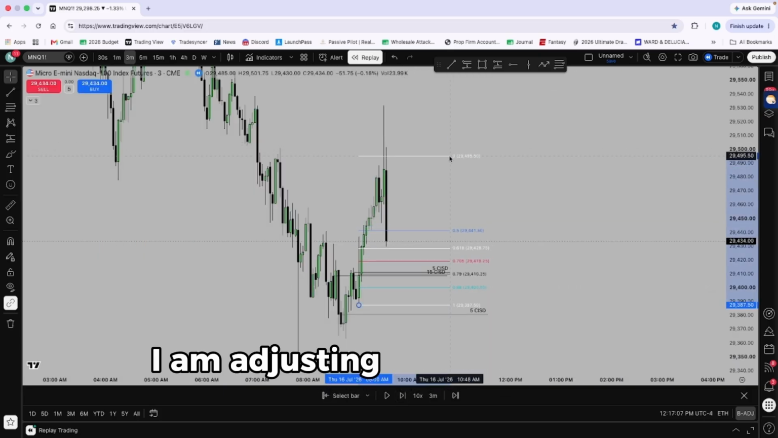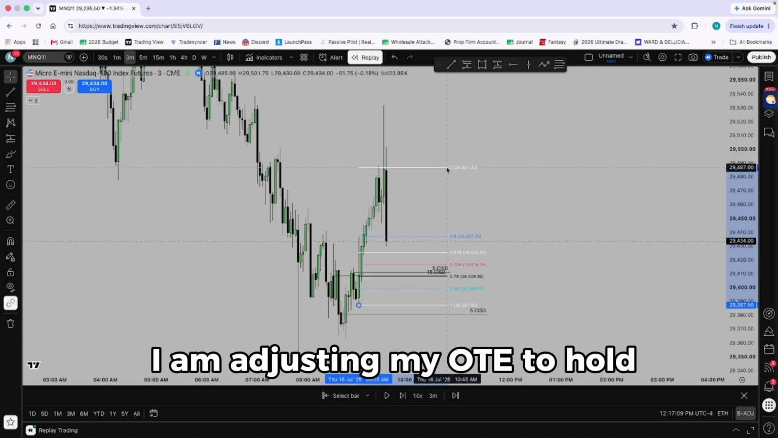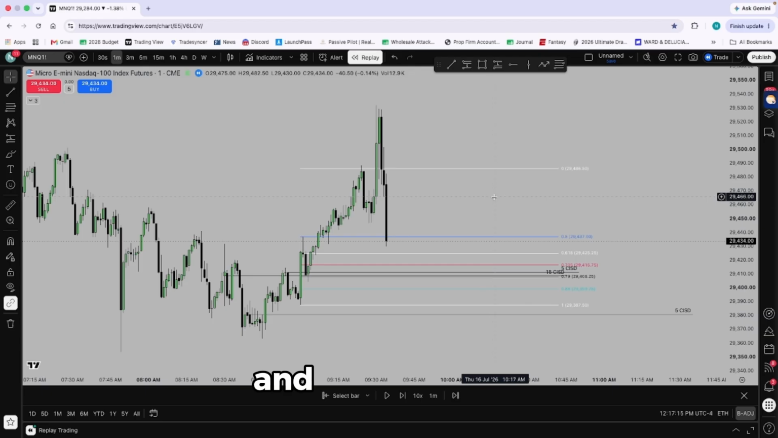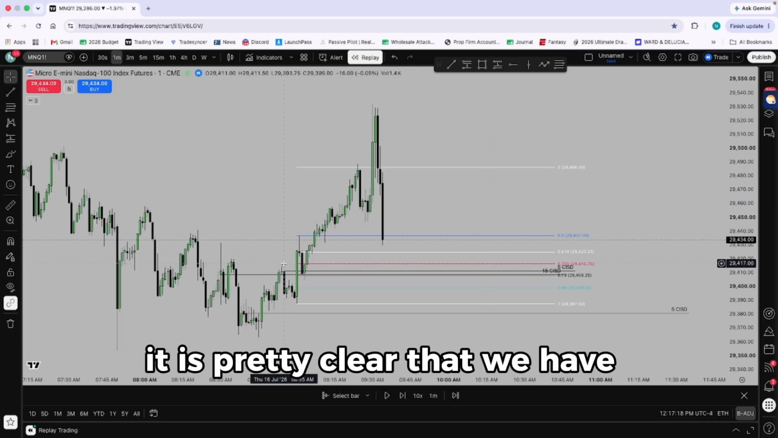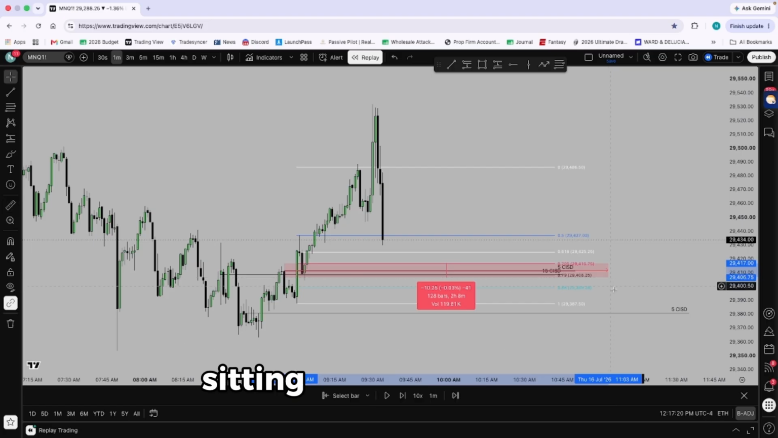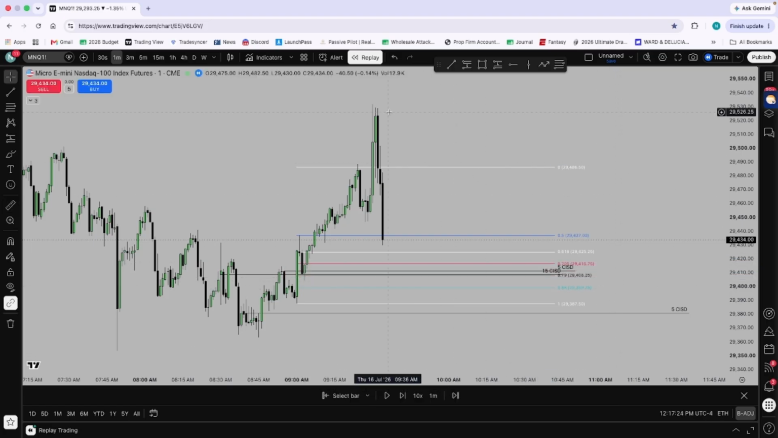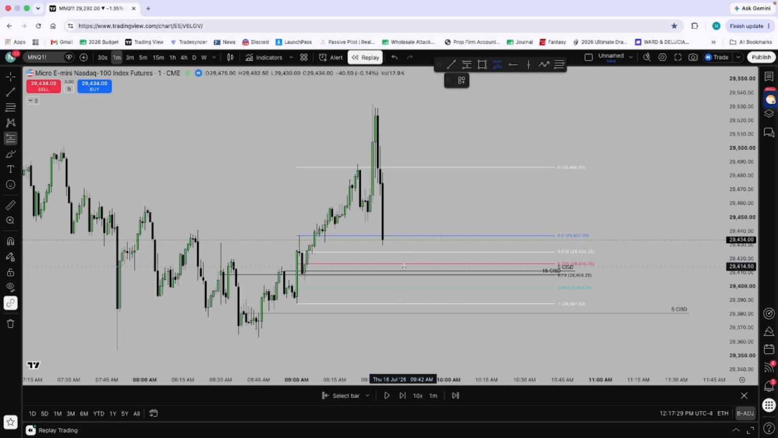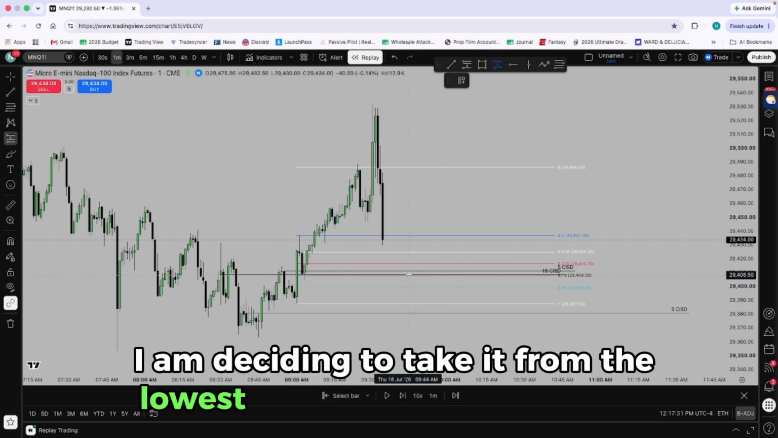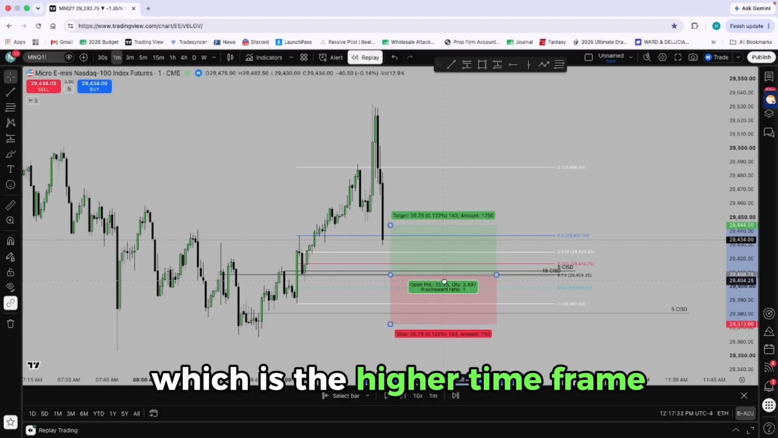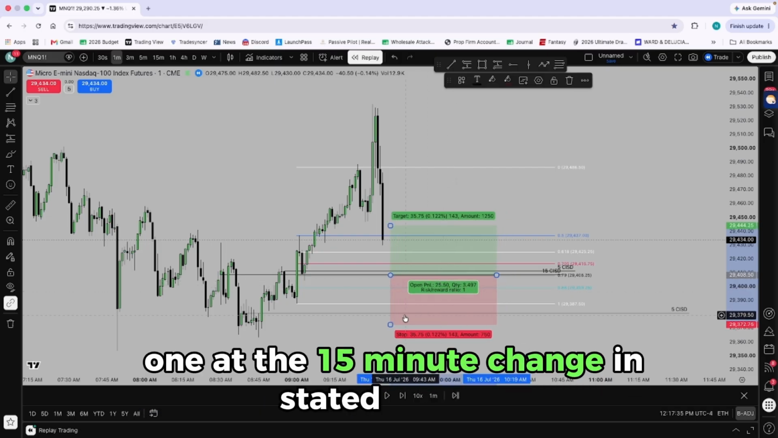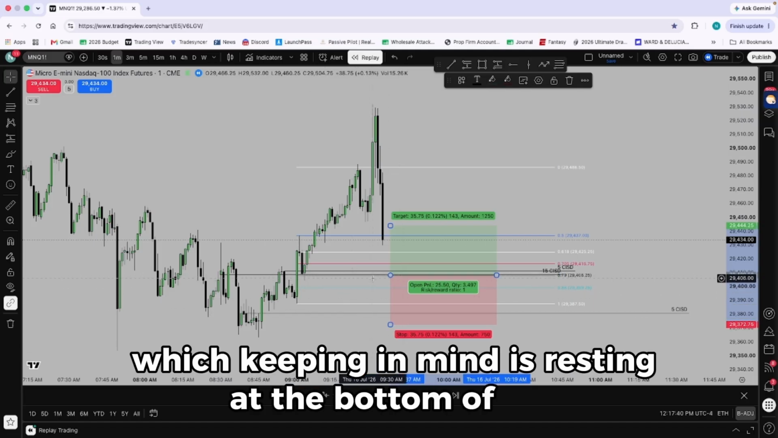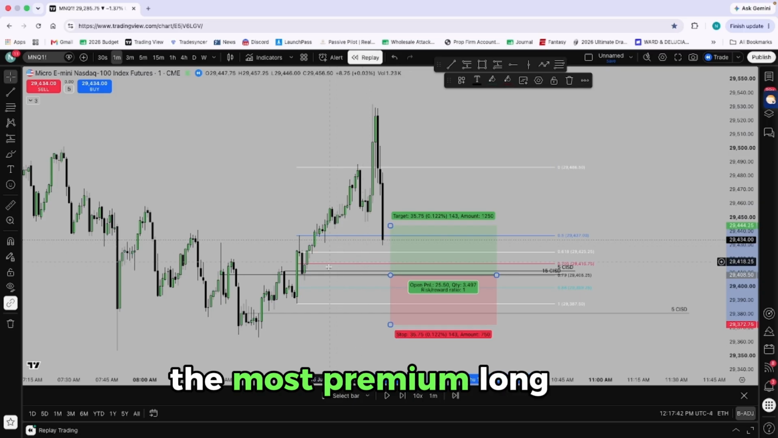As you can see, I am adjusting my OTE to hold the wick to body measurement. And on top of that, it is pretty clear that we have a very strong rejection zone sitting right around here. So as I am watching the price action pull back, I am preparing my long. I am deciding to take it from the lowest change in state of delivery, which is the higher time frame one, at the 15-minute change in state of delivery, which, keeping in mind, is resting at the bottom of OTE, the most premium long area.